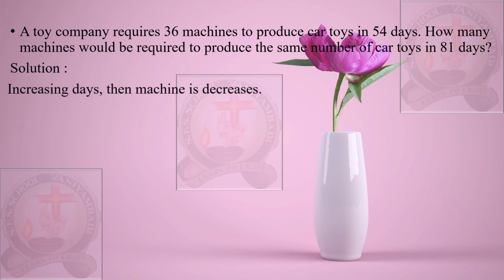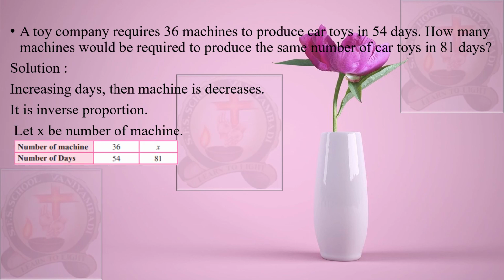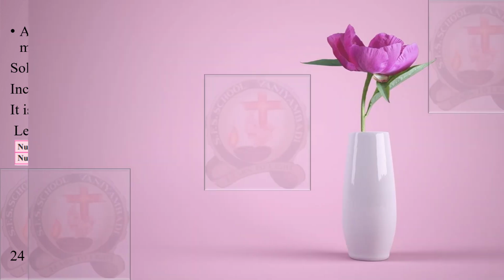Now let us write in the proper way. When the days increase, the machines decrease. It is an inverse proportion. Let x be the number of machines that would be required. There are two quantities here: the number of machines and the number of days. Therefore 24 machines will be required.